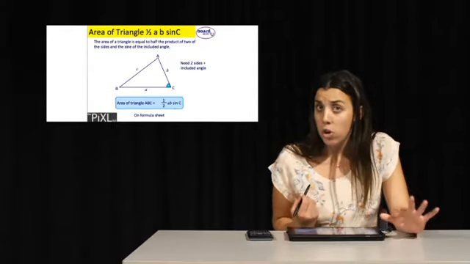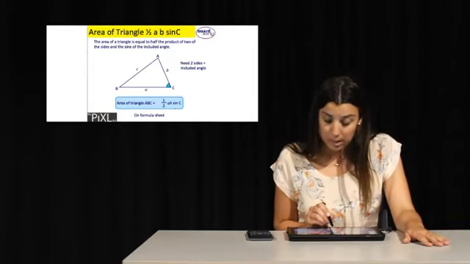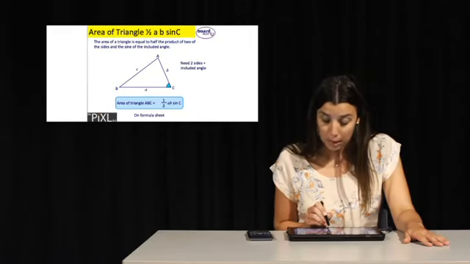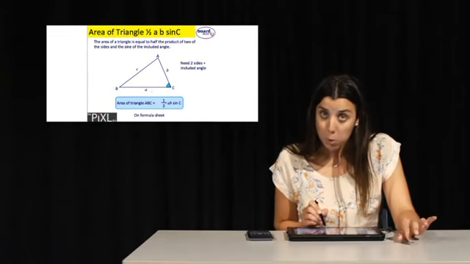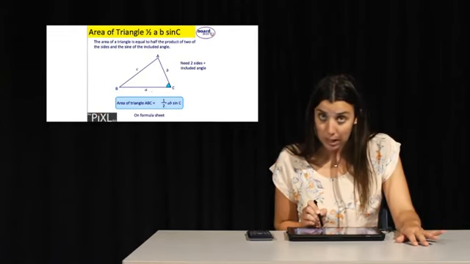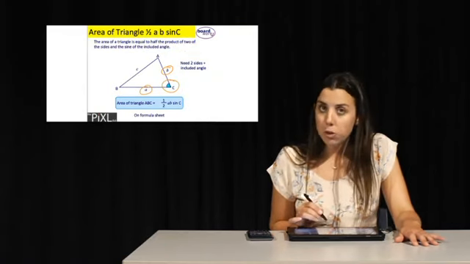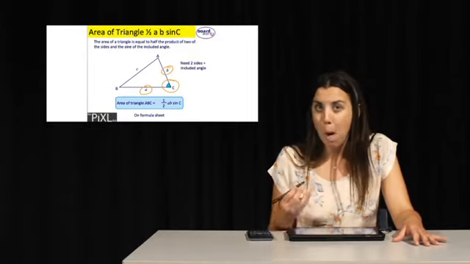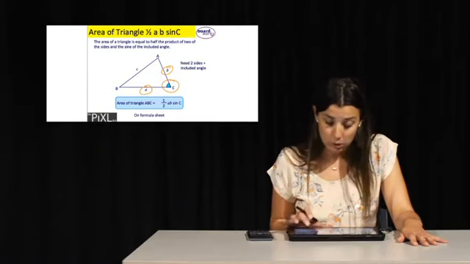Again, this formula is on the formula sheet. It says the area of the triangle ABC is equal to half multiplied by ab, that's the product of the two sides, multiplied by the sine of the included angle C. So in this case, we need to have this, this, and this. So two sides and an included angle. Very often, these questions are attached as part B's to sine and cosine rule questions. Let's have a look at how we actually use the formula.